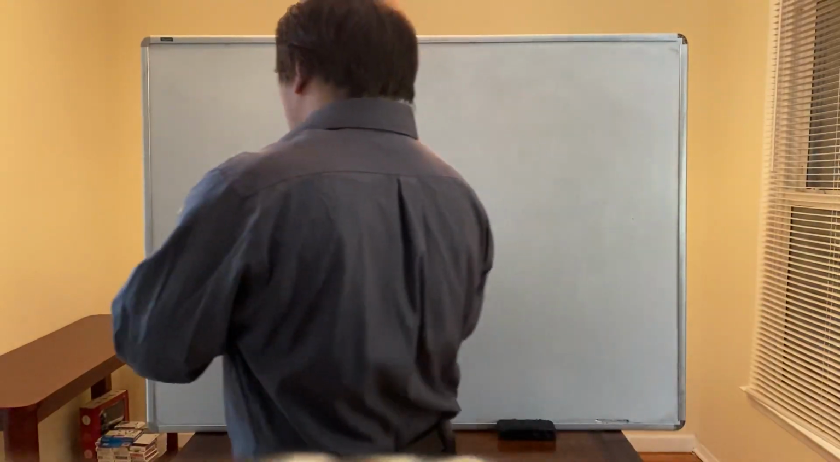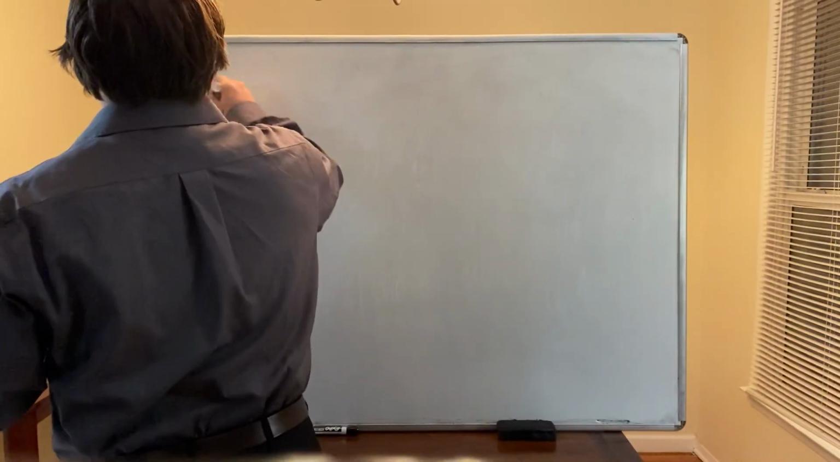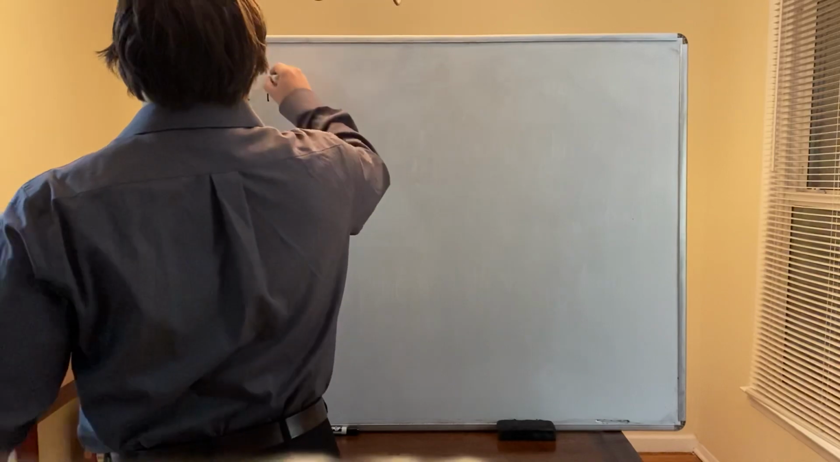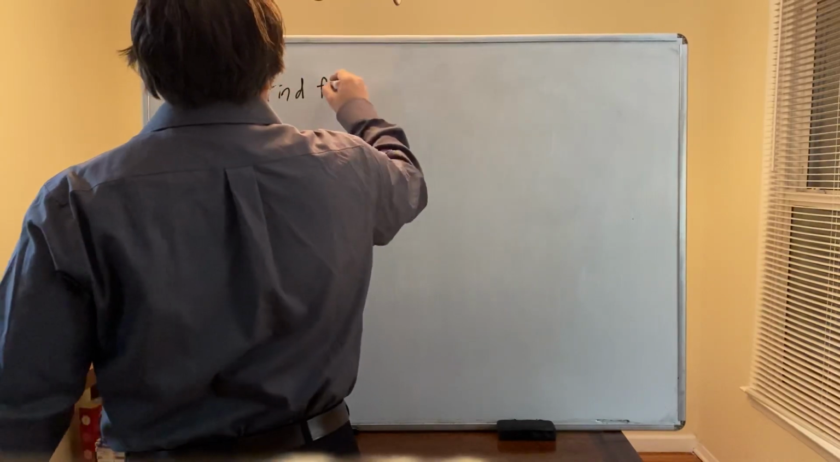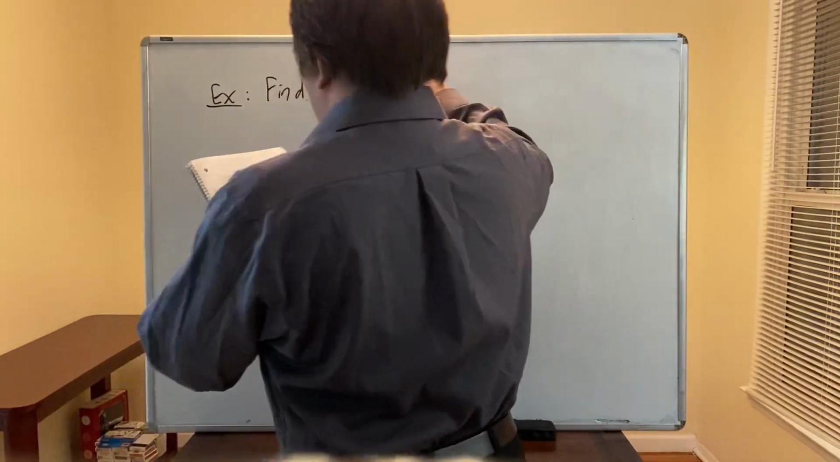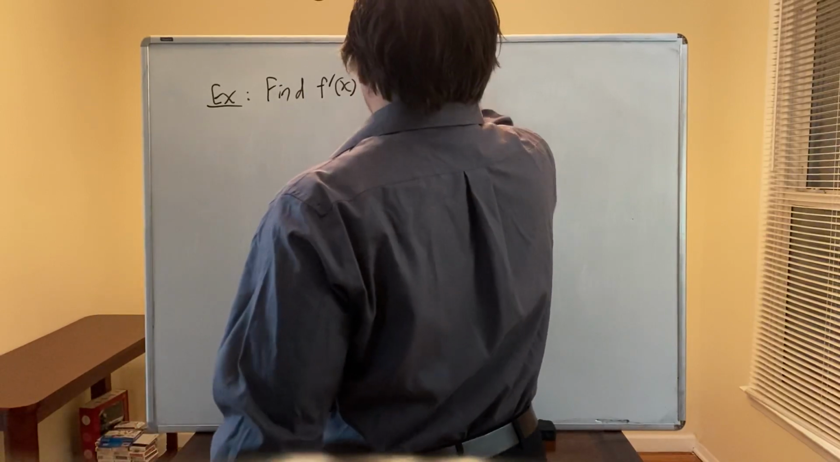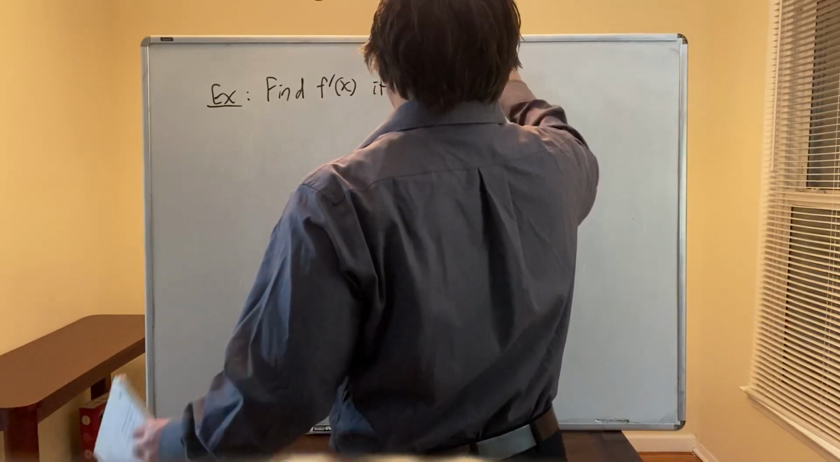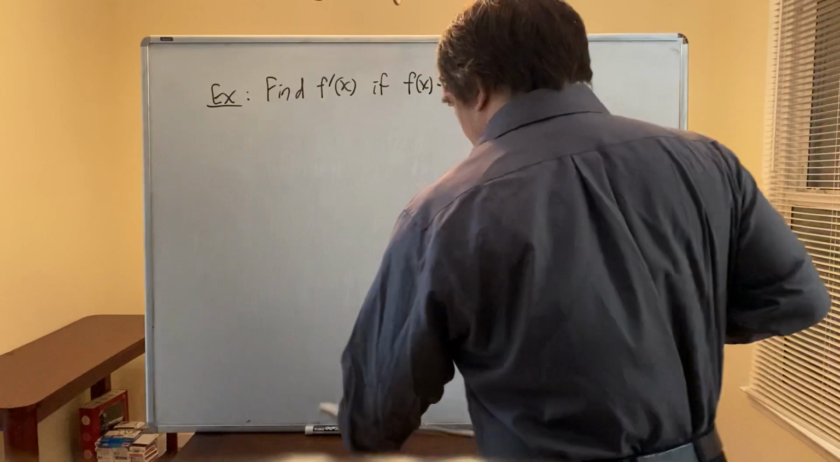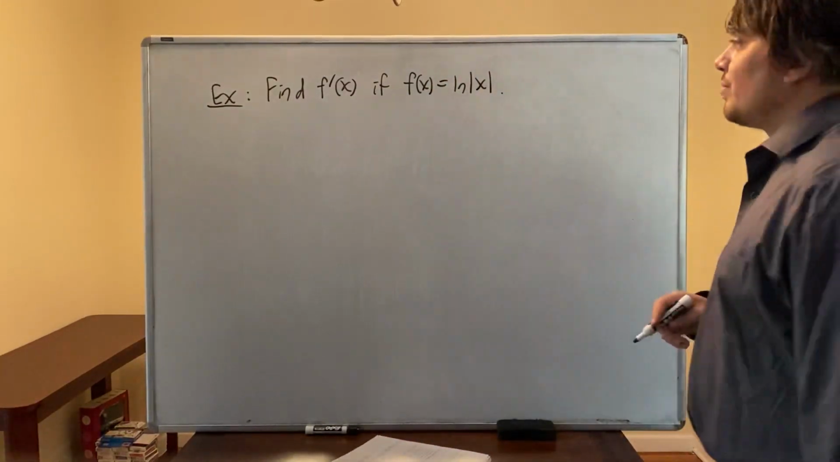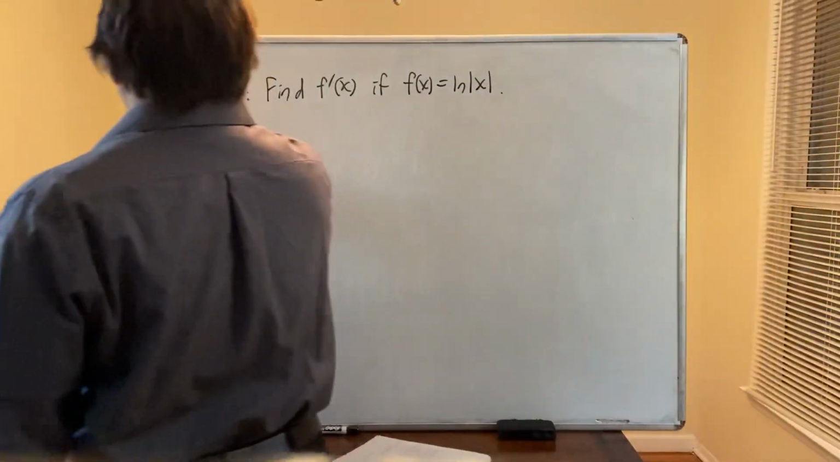So for the next example, we're going to find f prime of x if f of x is equal to ln of the absolute value of x. Okay, solution.